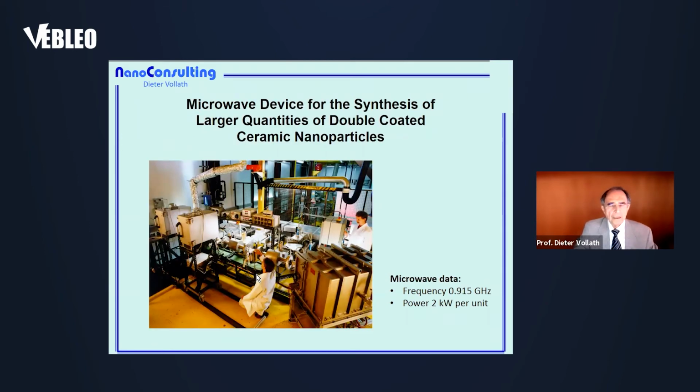One can also make larger quantities with larger equipment. That's what you see here. Here you see a little bit larger reaction zones. The microwave frequency in this example was 0.915 gigahertz. These two boxes are automatic gravimetric support for the precursors, and this huge box here is the product collector.